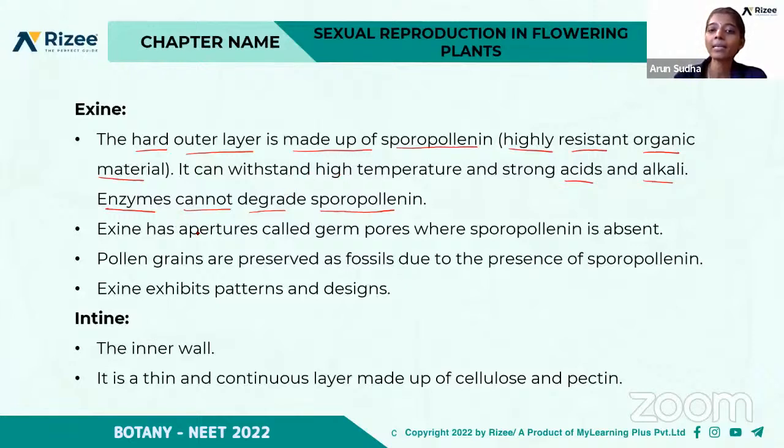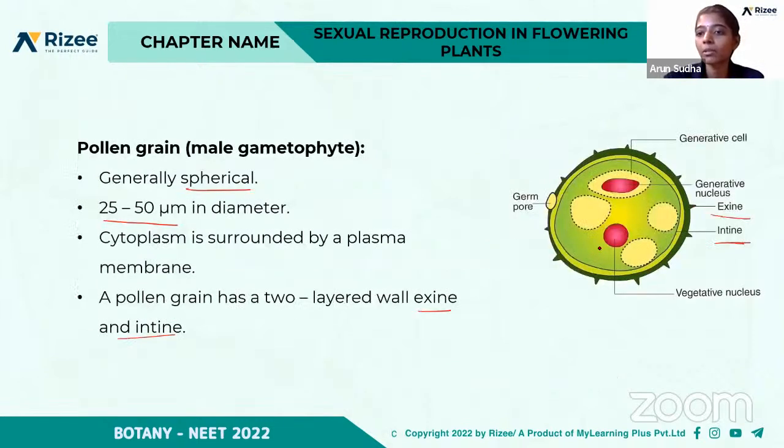Okay, it has apertures which are called germ pores. So it has pores. In some areas there will be no sporopollenin. If you see the structure of a pollen grain, there will be some areas which are called the germ pores. In some places the sporopollenin is absent, and that is called the germ pore.